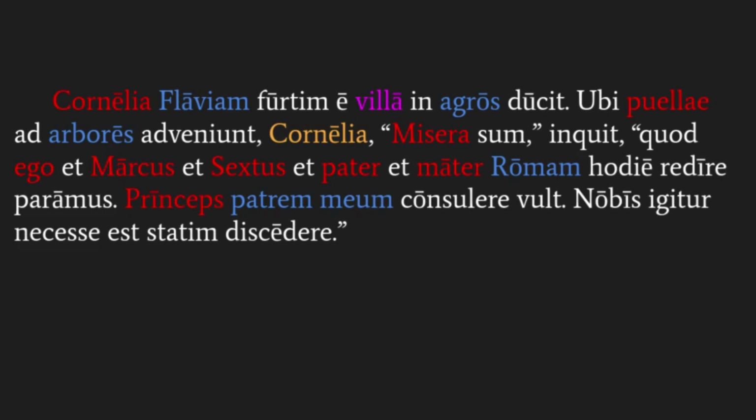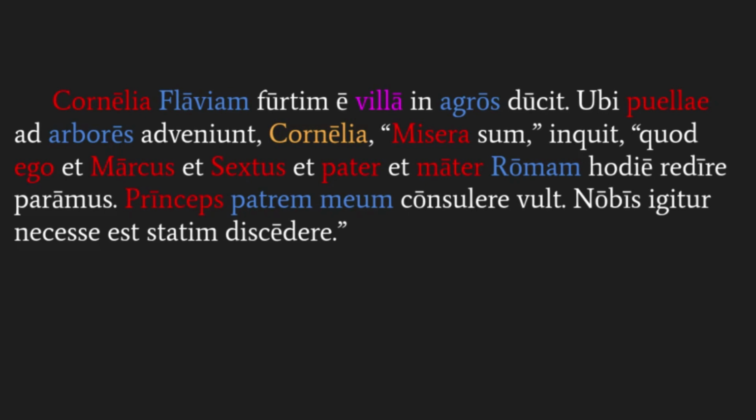All of us, paramus, we are preparing. Now, why is it paramus? Because of ego, right? I plus a bunch of other people is we, right? So she's counting herself in this group. So she says, we are preparing, paramus, redire, to return, right? Where are they returning to? Romam, to Rome, right? That's the idea. We're returning to Rome, hodie, today. So we're getting ready to return to Rome.